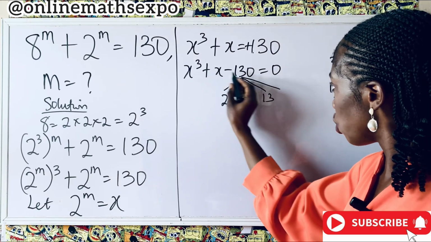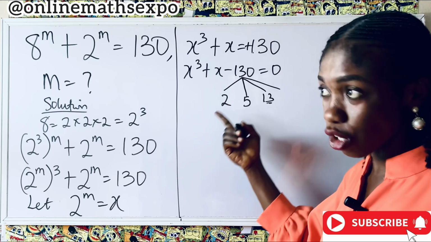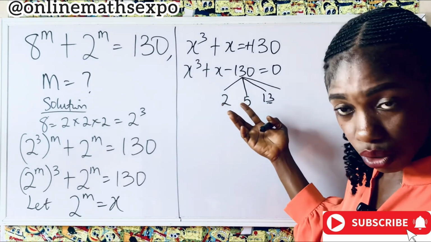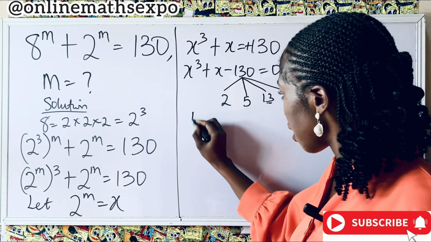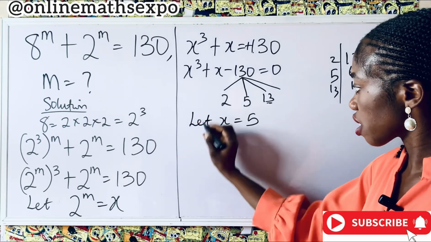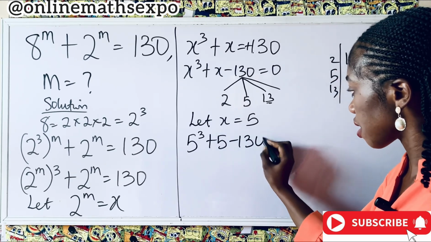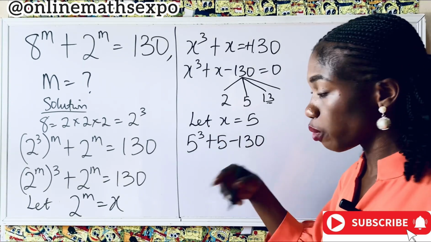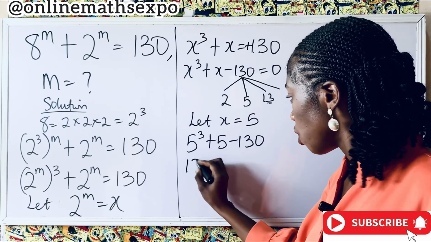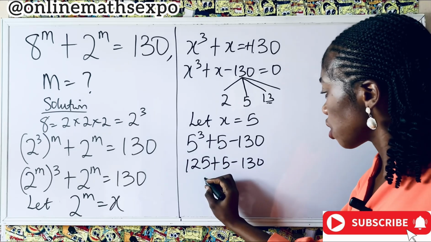If you put it here, you will notice it will not be equal to 0. If you choose 13, it will still not be equal to 0, and other factors. So the one we want to choose now is, let x be equal to 5. So let's put it here to have 5 cubed plus 5 minus 130. This will give us 5 cubed is 5 times 5 times 5 to give us 125, plus 5. And when you add this, it gives you 0.